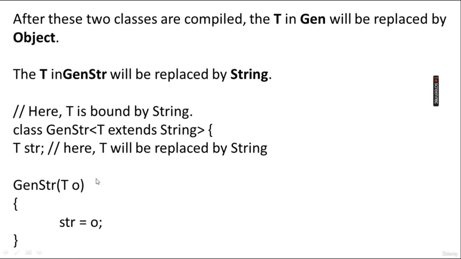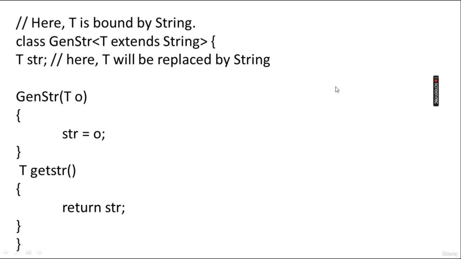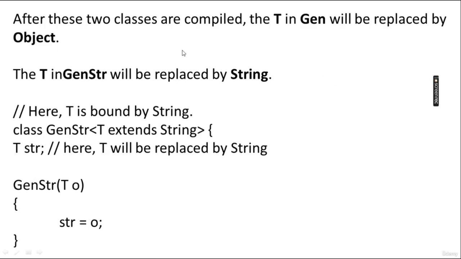After these two classes are compiled, T in Gen will be replaced by Object, and the T in GenString will be replaced by String. Okay, so here T is replaced by Object because the type is not specified and the upper bound is not given, so the base class is Object. In this case, Object is placed here. And secondly, T extends String, upper bound is String, so it will be replaced by String. Class GenString, T extends String. Here T will be replaced by String.